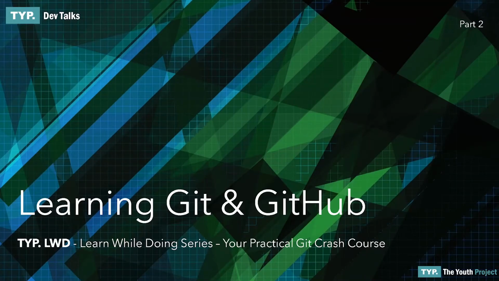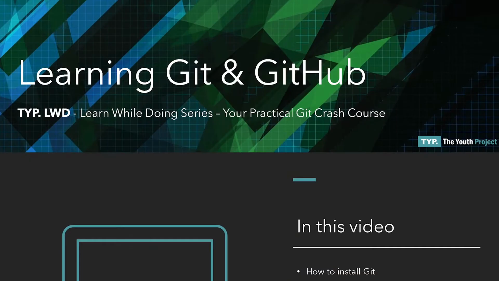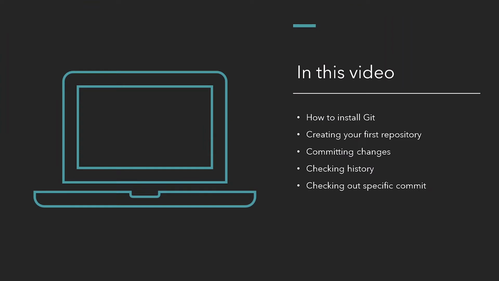This is Gaurav. This is the Learn While Doing series where we'll be learning Git and GitHub while creating a practical solution, that is our very own open source project. In the previous video, we got an introduction to what Git is and how it can help people collaborate and also navigate between different versions of the source code. And now in this video, we'll go into the practical details on how you can install Git and create your first Git repository, commit a few changes, check history, and check out a specific version of your software.